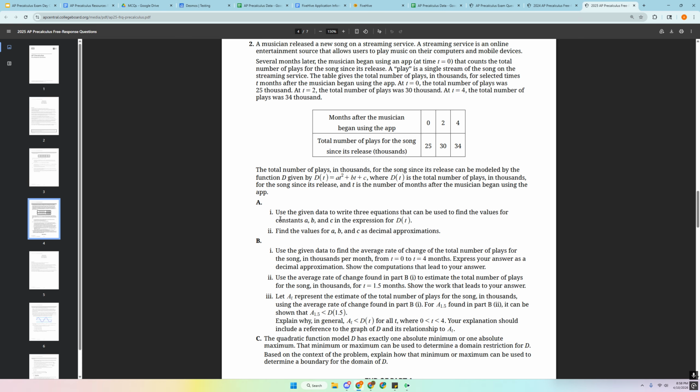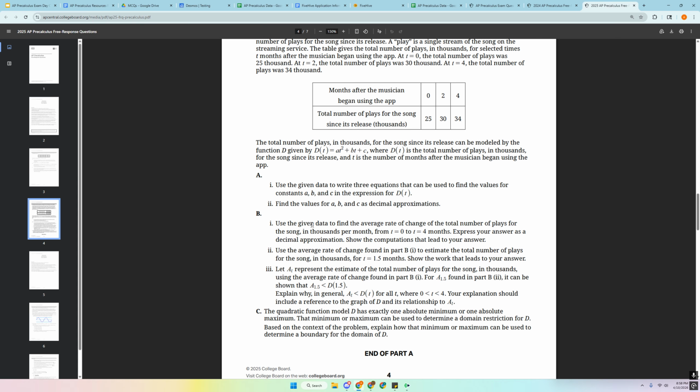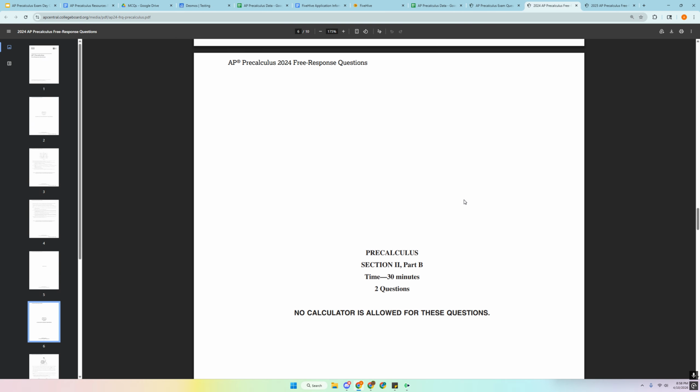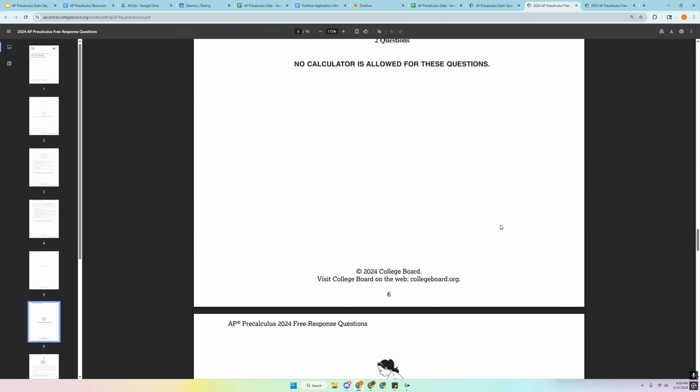In 2025, you did similar things for parts A and B. The only difference was part C, which just talked about maximums and minimums. And you just use that to find a domain. And that's the end of the calc FRQs. Now we go to non-calc FRQs.